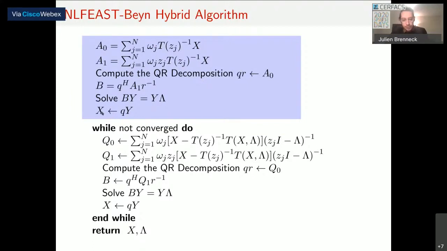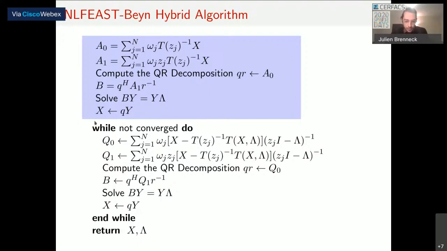and solve for the eigenstructure. And then in this block right here in blue, one way to view this is that this first step is literally just Bind's algorithm, and then we start converging through the NL FEAST type iteration. And that's how we can view this as a hybrid algorithm.